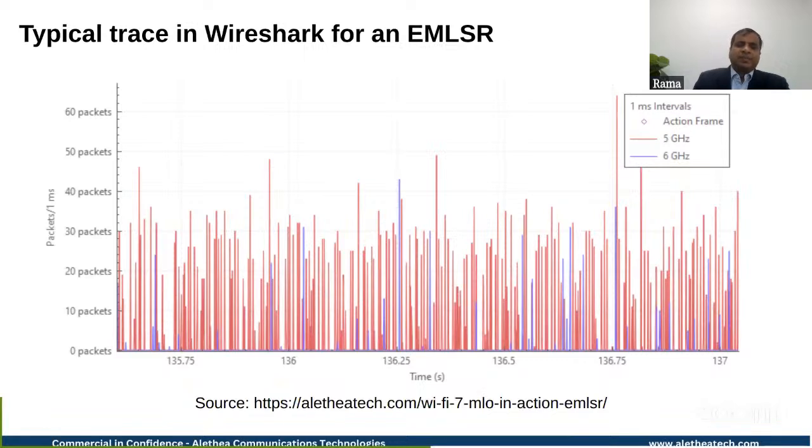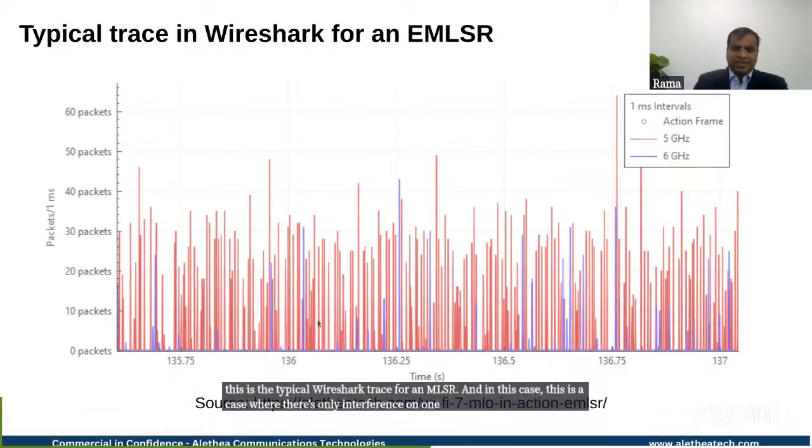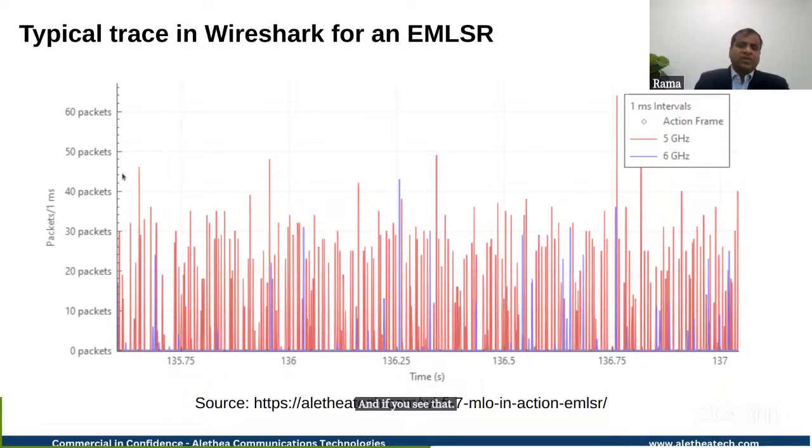This is the typical Wireshark trace for an EMLSR. In this case, there's only interference on one channel, which is the 6 gigahertz channel. Even though we have introduced a lot of interference on the 6 gigahertz channel, it keeps using this channel as and when it gets an opportunity to transmit. Again, this is based on clear channel assessment and so on.